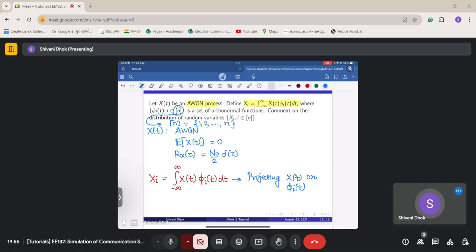It's a set of orthonormal functions. So these phi i's are orthonormal, that is, the integral from minus infinity to infinity of phi i of t phi j of t dt is equal to 1 if i equal to j, and it is 0 if i not equal to j. This is what we mean by orthonormal functions. So what this xi is, is an orthonormal projection of AWGN.